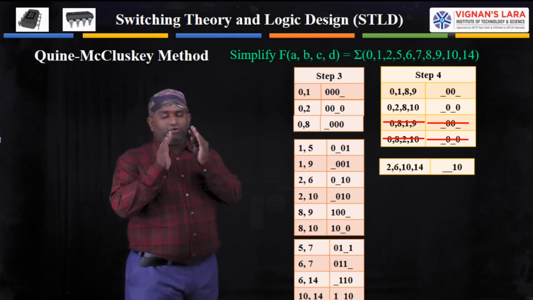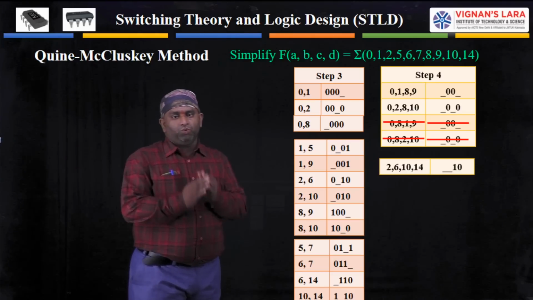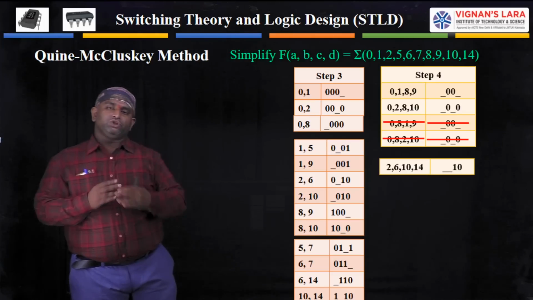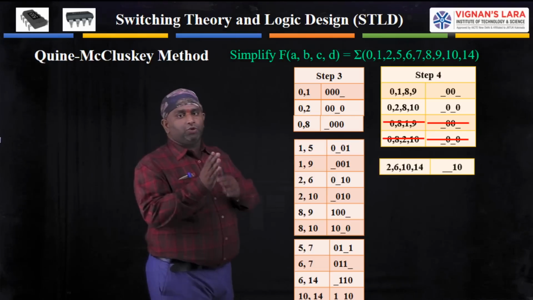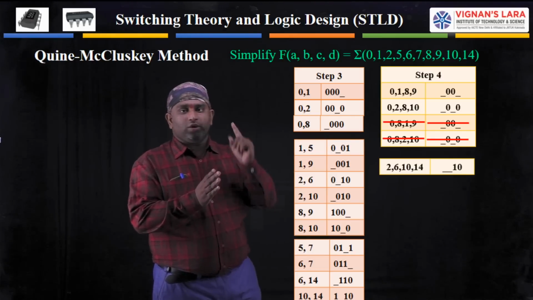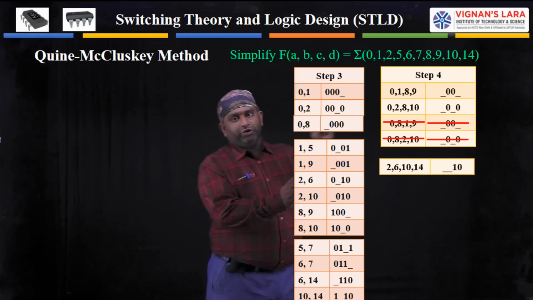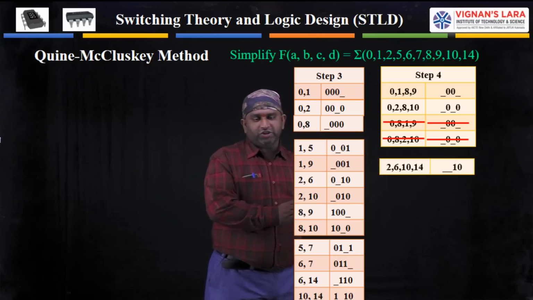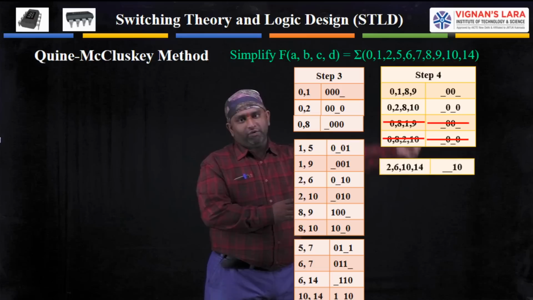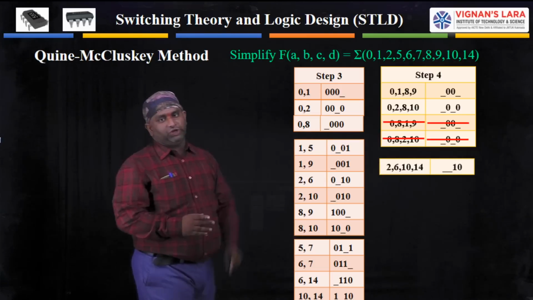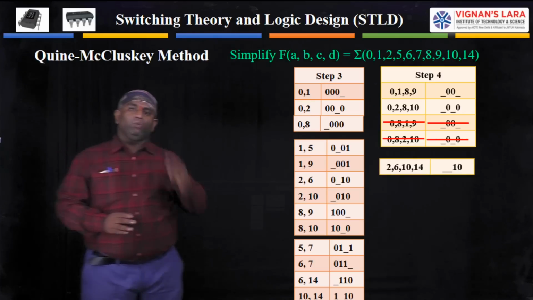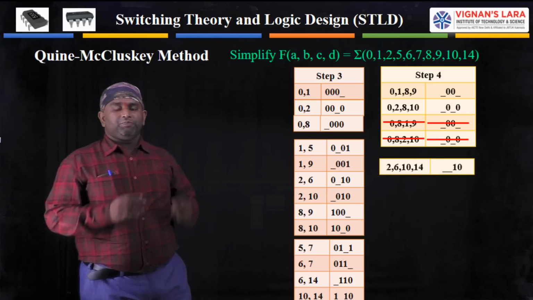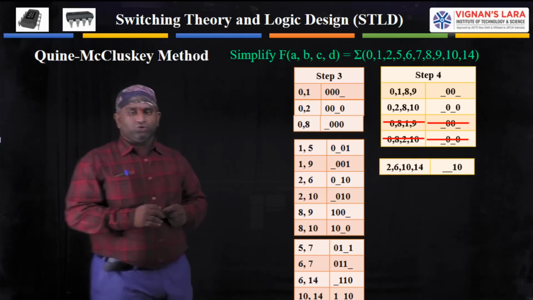So here, from step 1 to step 2 we have made groups based on the number of ones available. From step 2 to step 3 we have seen only one differentiating element. From step 3 to step 4 we have seen only one differentiating element. Step 4 to 5 also, you have to check only one differentiating element. Then it is very easy to calculate.